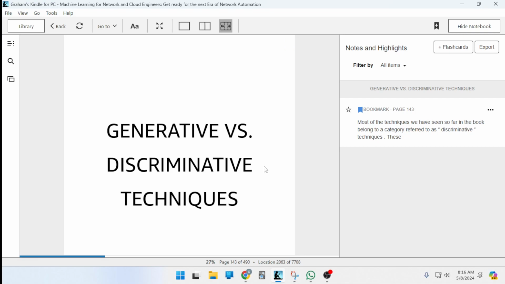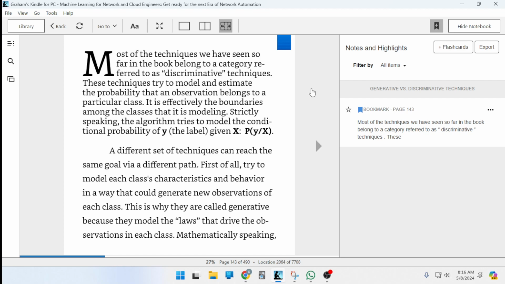So this is the start of generative versus discriminative techniques. Most of the techniques we have seen so far in the book belong to a category referred to as discriminative techniques. These techniques try to model and estimate the probability that an observation belongs to a particular class. It is effectively the boundaries among the classes that it is modeling. Strictly speaking, the algorithm tries to model the conditional probability of y, the label, given x.